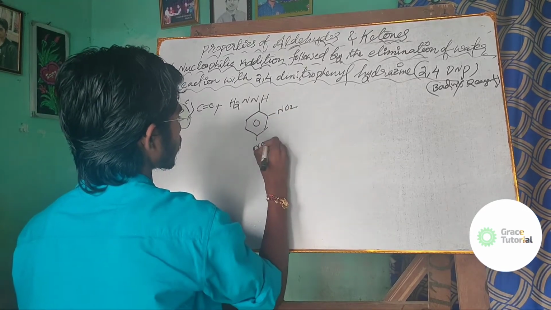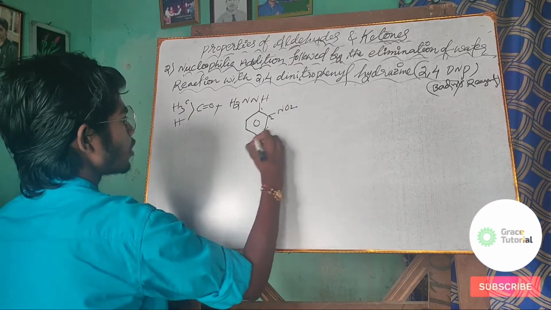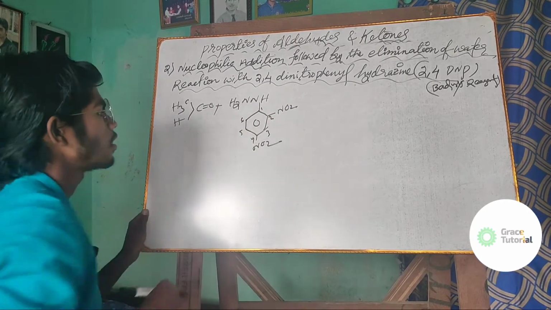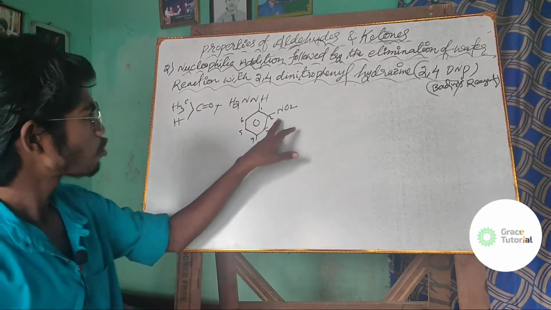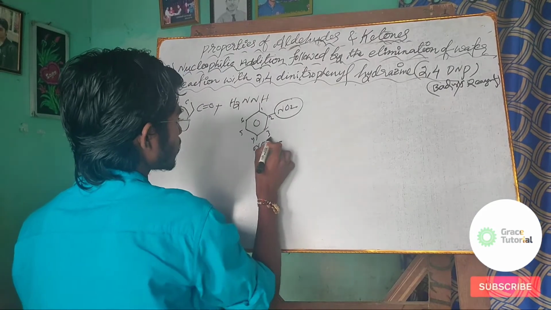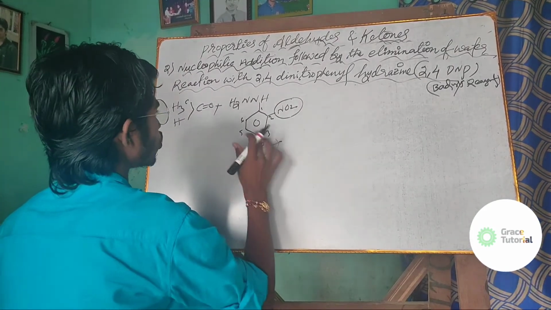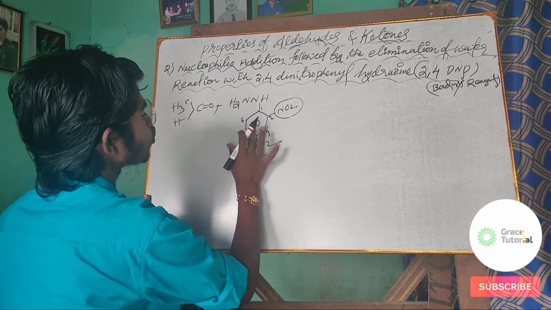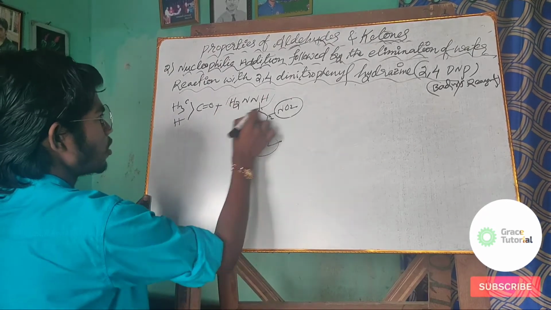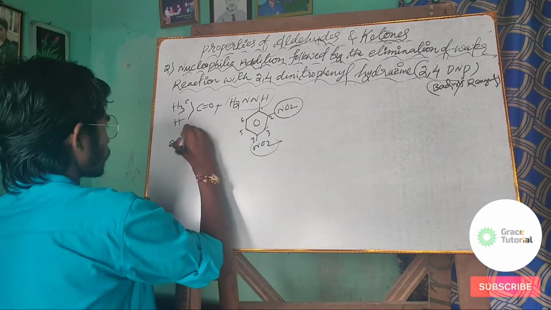2,4-dinitro means in position 2, this is 1, 2, 3, 4, 5, 6, these are the positions. So if the nitro groups are attached in the second position as well as in the fourth position, that is 2,4-dinitro, and this is phenyl, 2,4-dinitrophenyl, and this is hydrogen. So 2,4-dinitrophenylhydrazine when the acetaldehyde reacts with it.